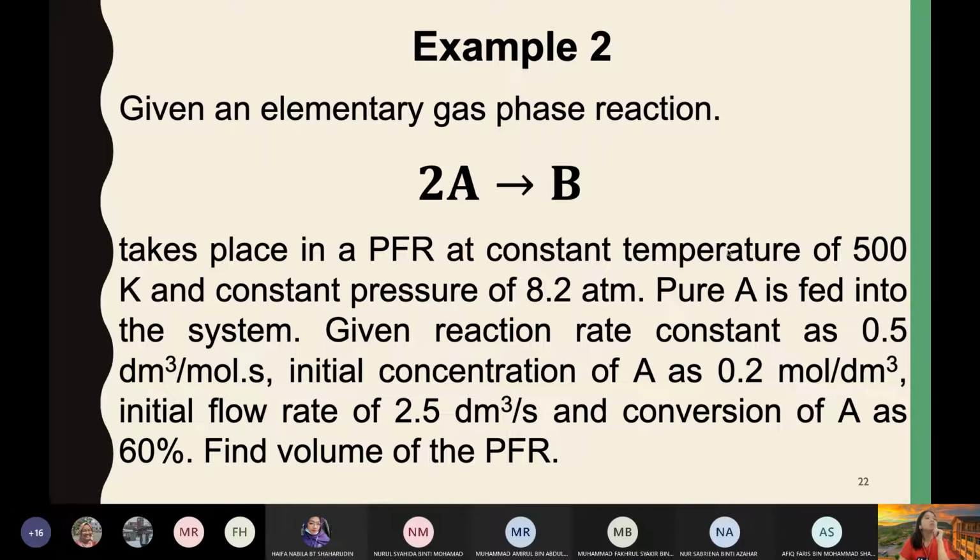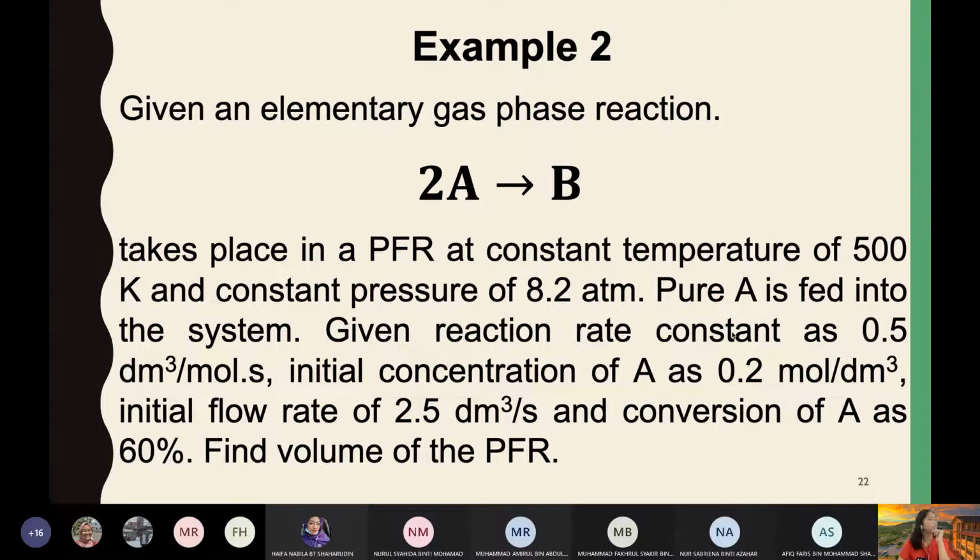It says constant temperature 500 Kelvin, constant pressure 8.2 atm. So it gives us the temperature and the pressure. It also says pure A is fed into the system, which means YA0 is 1. Pure A means originally 100% A, so YA0 is 1. 500 Kelvin is T0, and the constant pressure 8.2 atm is P0. So we know P0, we know T0, we know YA0.